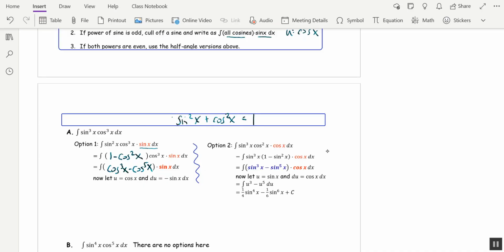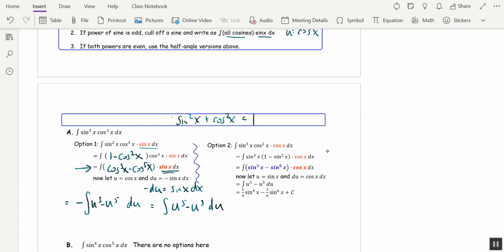And I can let u be cosine. du is negative sine x dx. So negative du is sine x dx. So when I go up here to this integral, I can rewrite it in terms of u. I'll pull the minus out, minus, and then there'll be a du over here. That will take care of sine x dx. And what's left is u cubed minus u to the 5th. Let's distribute that minus. That's the integral of u to the 5th minus u cubed du.